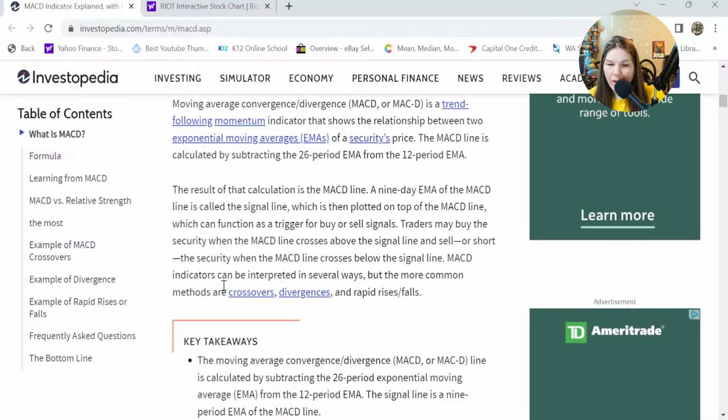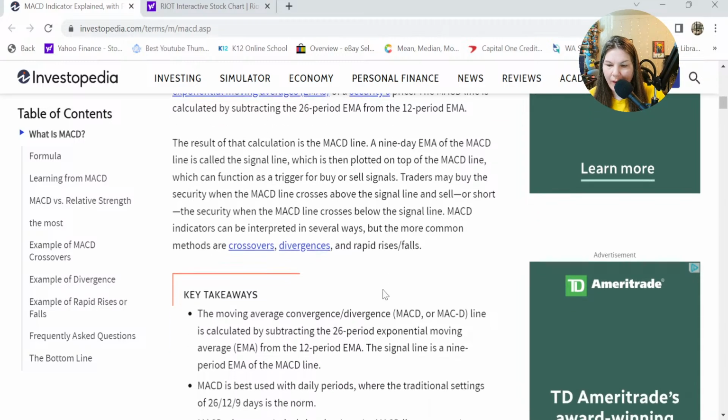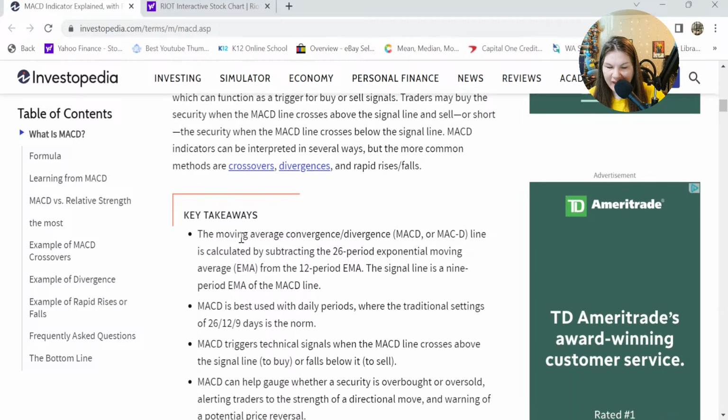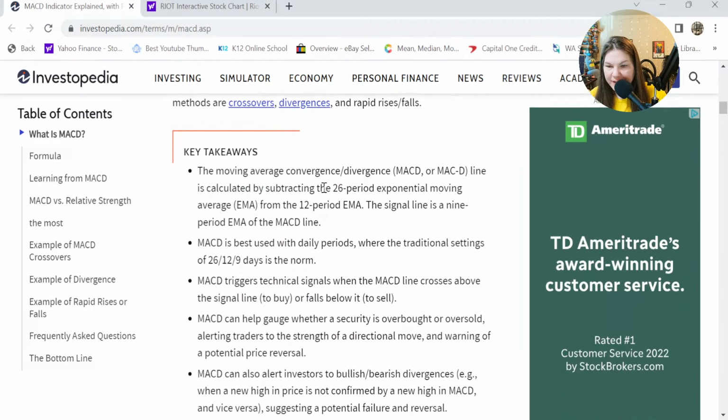MACD indicators can be interpreted in several ways, but the more common methods are crossovers, divergences, and rapid rises or falls. Key takeaways. The moving average convergence divergence, or MACD line, is calculated by subtracting the 26-period exponential moving average from the 12-period exponential moving average.